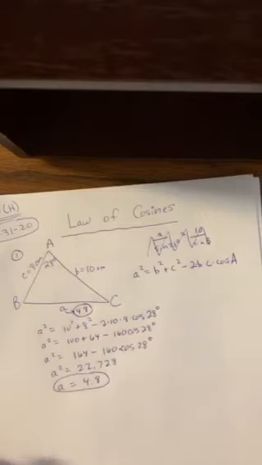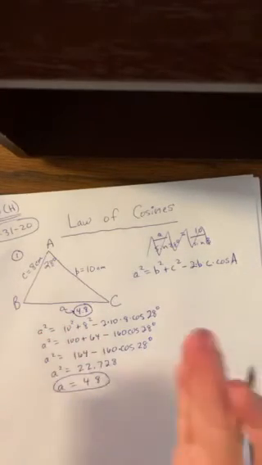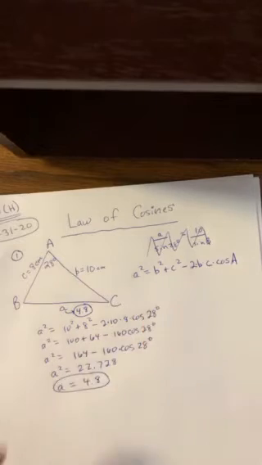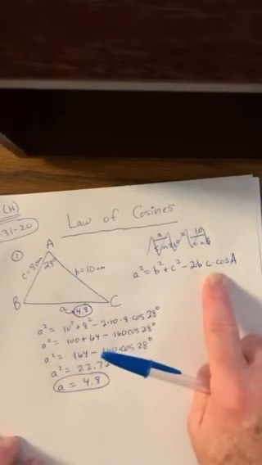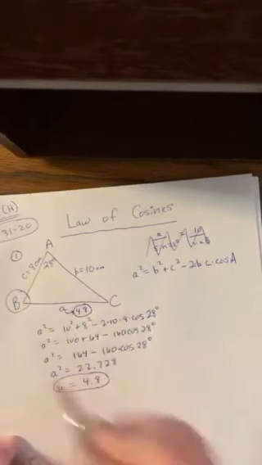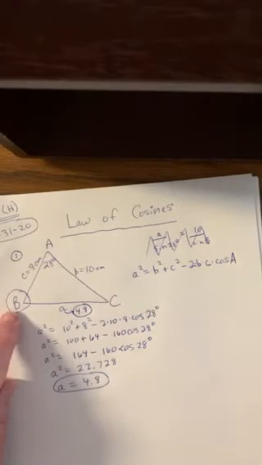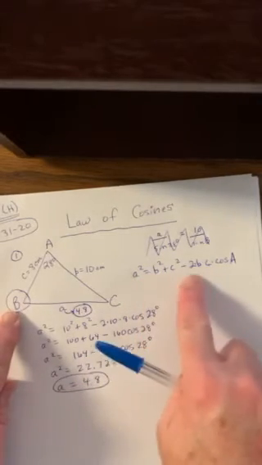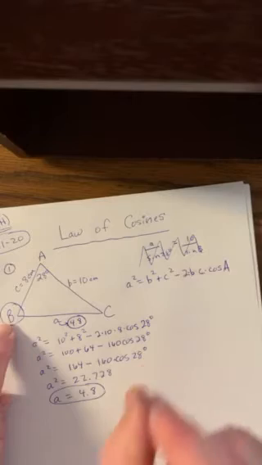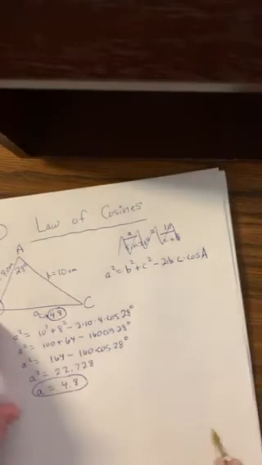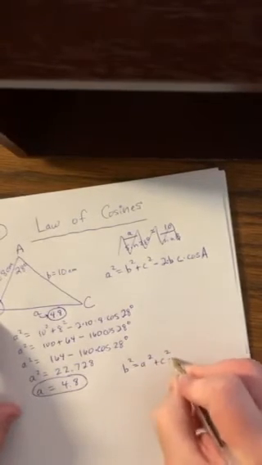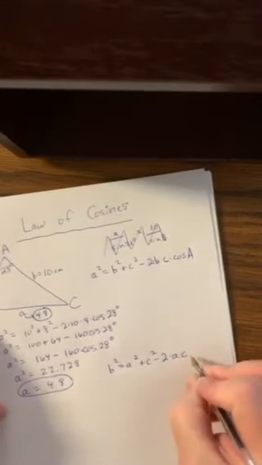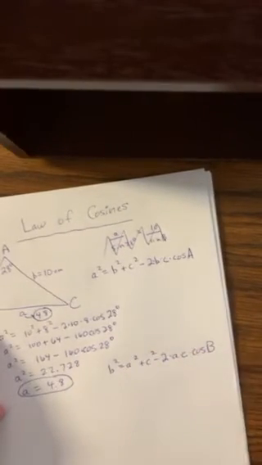If I asked you to find angle B or angle C, a missing angle instead of the missing side, we would be able to do that by setting up a similar situation. Let's say I want to find angle B. Doesn't this law of cosines need to start with little side b? So I would write b squared equals a squared plus c squared minus 2 times a times c times the cosine of angle B.